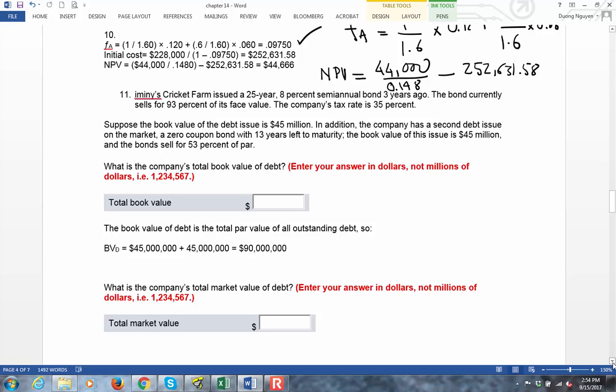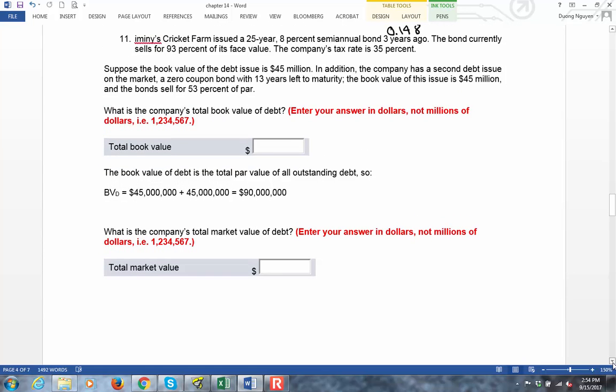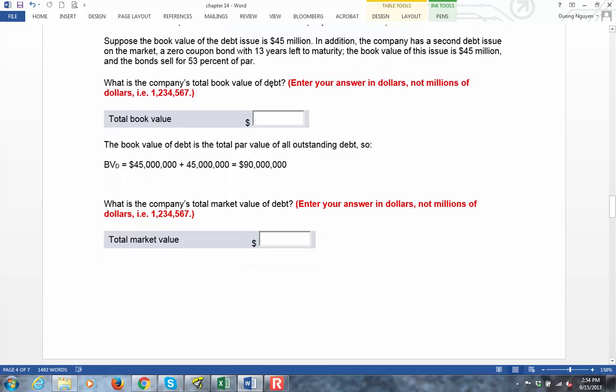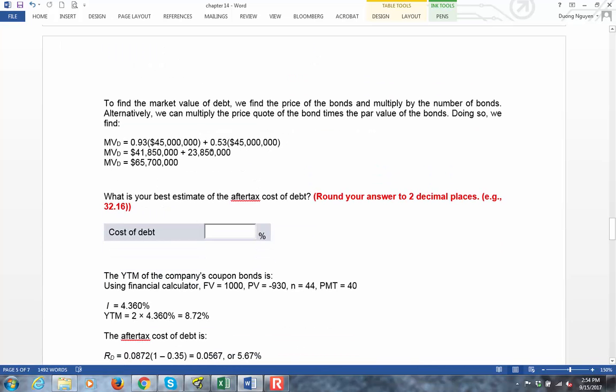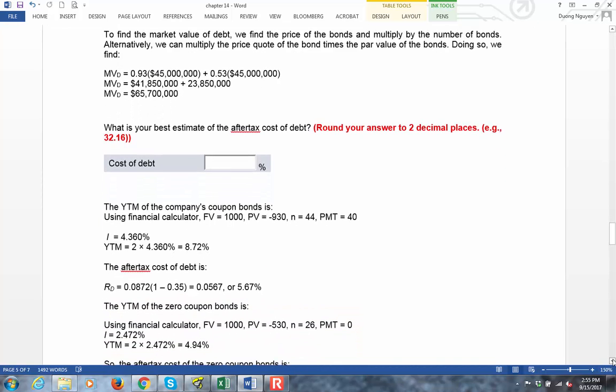What is the total market value? The first bond is selling at 93%, and the second one is selling at 53% of the par value. So you can use that. The market value would be 93% of 45 million for the first one, 53% times 45 million for the second one, and the total market value is $65,700,000.